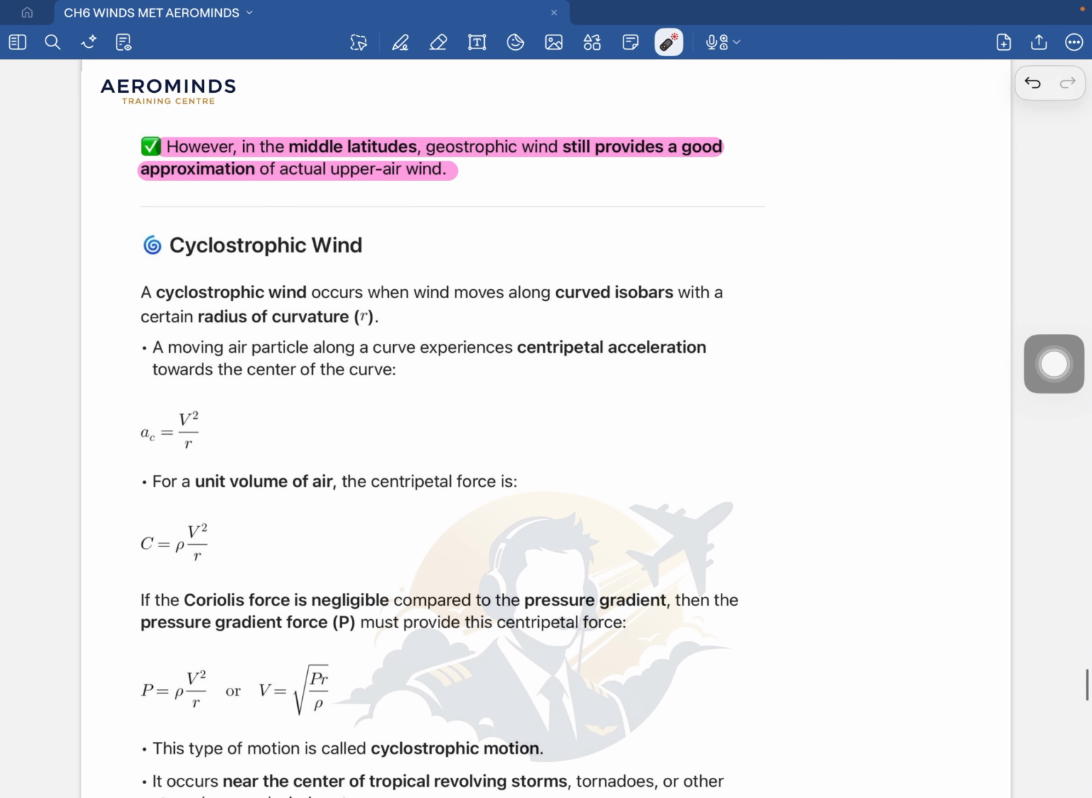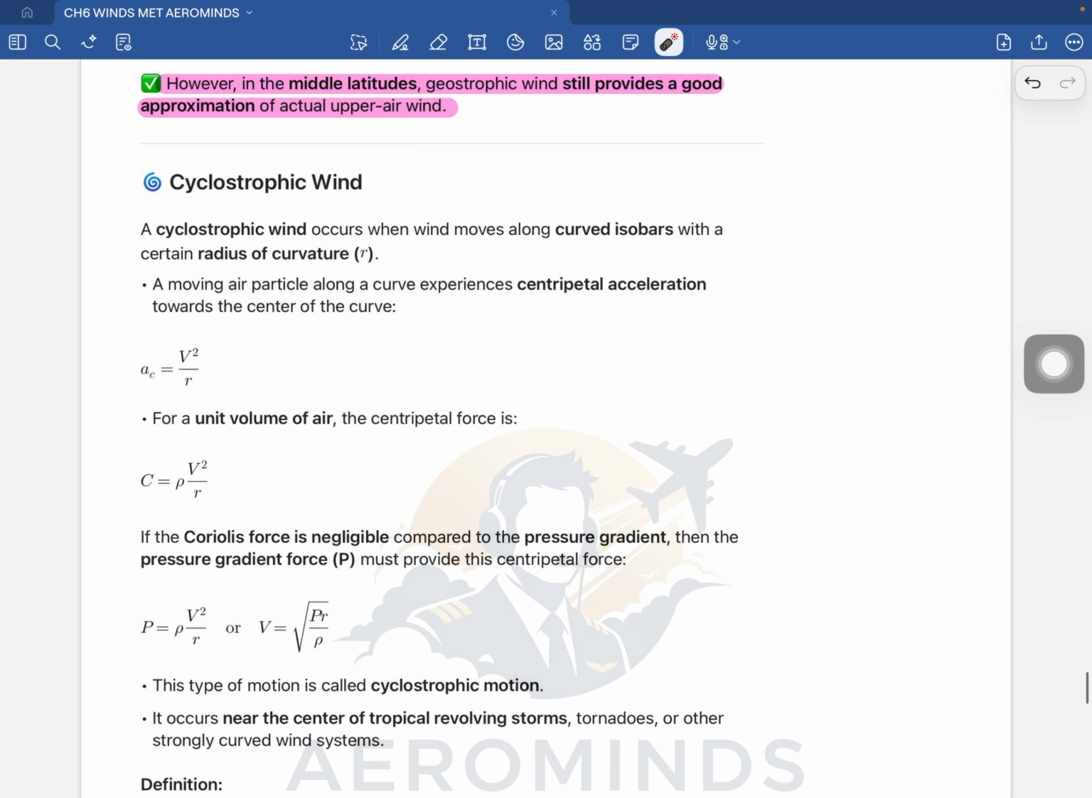Okay. Now let us move to another very important type of wind, which is cyclostrophic wind. Okay. Now the word again sounds very complicated, but the idea behind it is actually very logical. Okay. So we'll start with cyclostrophic wind. So cyclostrophic wind actually occurs when the wind moves along the curved isobars with a certain center and a certain radius of curvature.